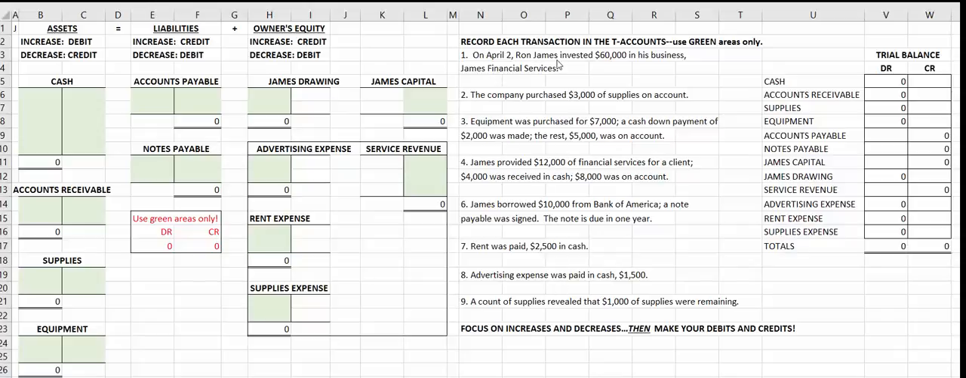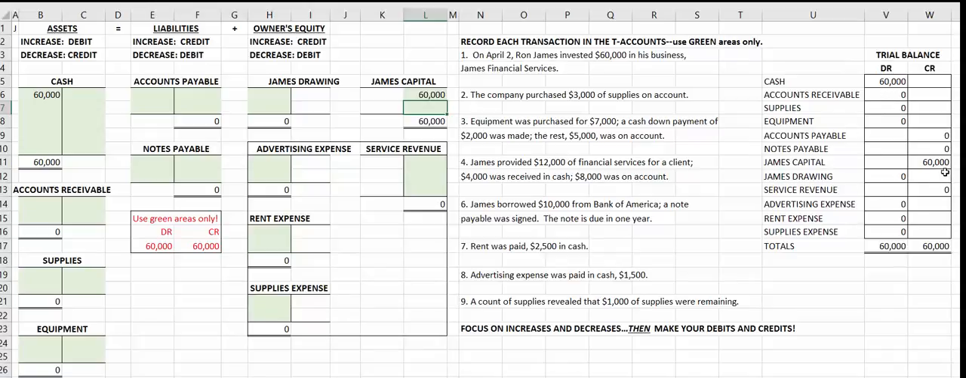On April 2, Ron invested $60,000 in his business. The basic analysis is an asset goes up, and it's cash. An increase in an asset is made with a debit. So cash gets debited $60,000. Additionally, the capital increases, but for the capital account, an increase would be with a credit. So we credit the capital account for $60,000. If you look over on the right at the trial balance, we now show cash $60,000 and the capital account at $60,000.